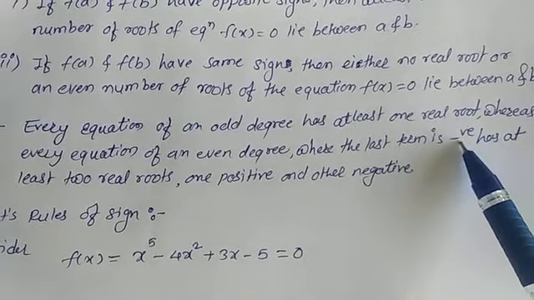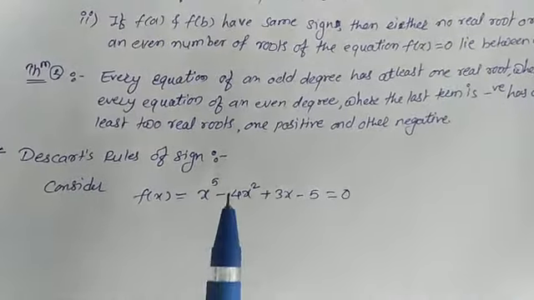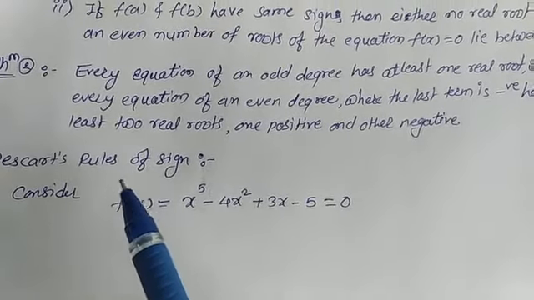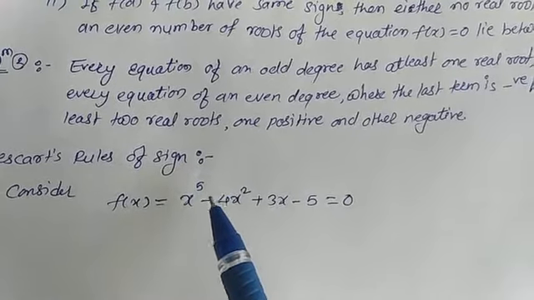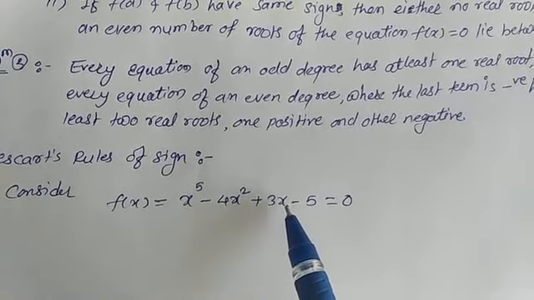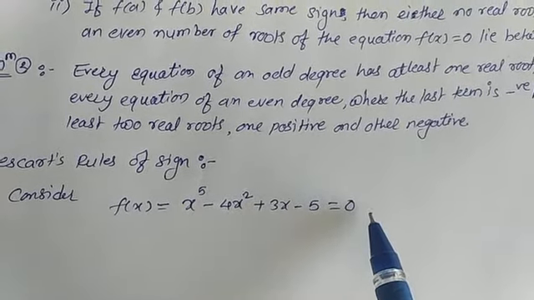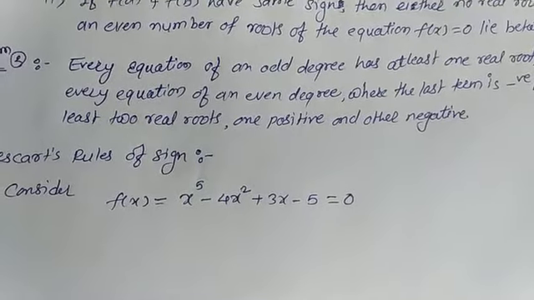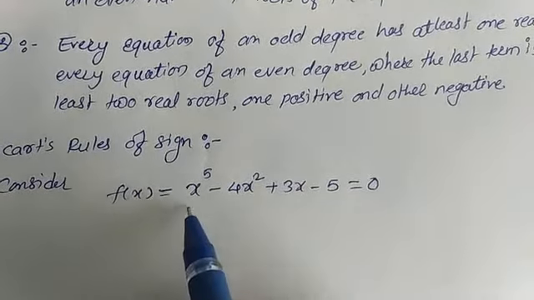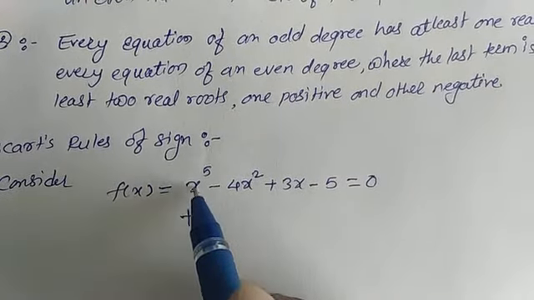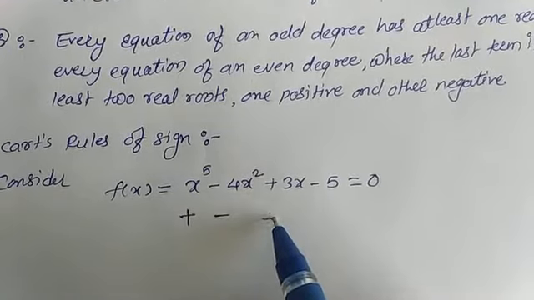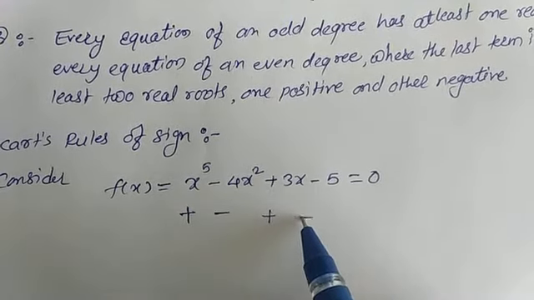Now we see Descartes' rule of sign. Now consider f of x is equal to x raised to 5 minus 4x square plus 3x minus 5 equal to 0. Here the first term is positive, the second term is negative, next it is again positive, and the last term is negative.